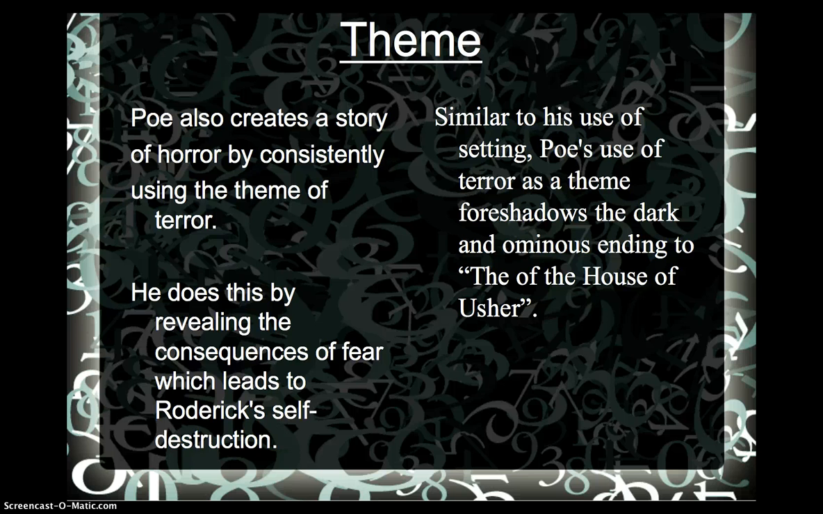Similar to his use of setting, Poe's use of terror as a theme foreshadows the dark and ominous ending to The Fall of the House of Usher. Poe explains this when he writes of Roderick, "I shall perish. I must perish in the deplorable folly. I have, indeed, no abhorrence of danger, except in its absolute effect, in terror. I feel that the period will sooner or later arrive when I must abandon life and reason together in some struggle with the grim phantom, fear."